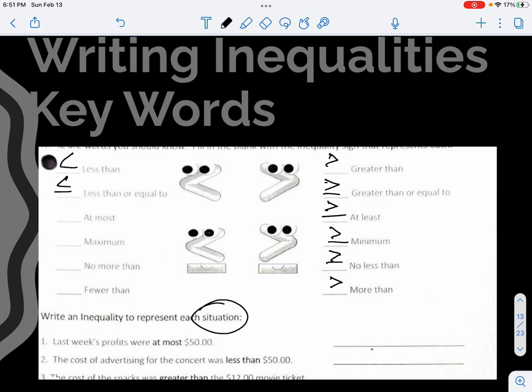So right here, at most would be less than or equal to. Maximum, if you need to make the maximum amount of money, that means you need to make up to $50. So that would be less than or equal to. No more than means you can't go over that amount, but you can make up to that amount. So that's less than or equal to. And then fewer than is also less than. Okay, there's your inequalities, and then we'll write those from a situation. Have a good day, Rams.